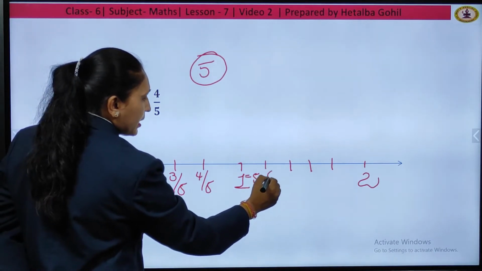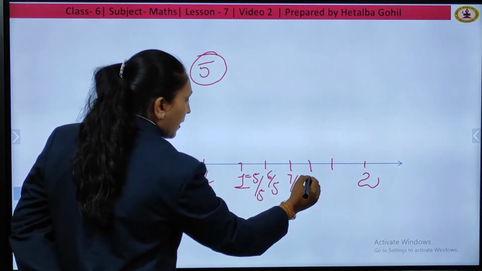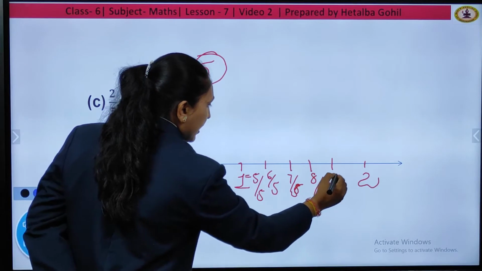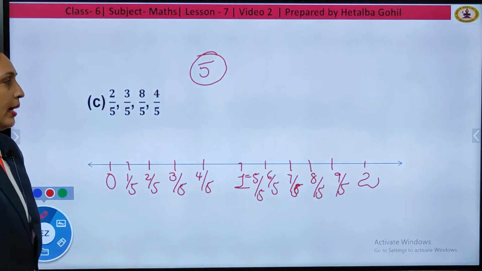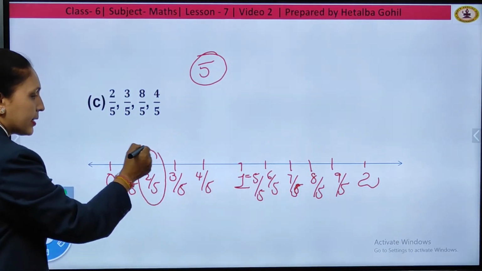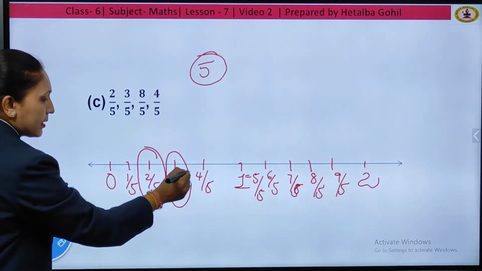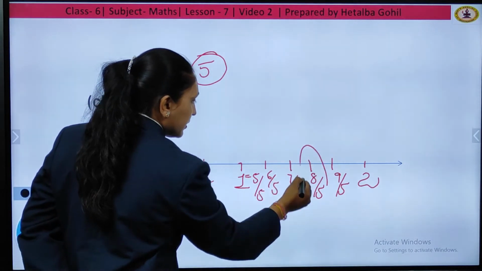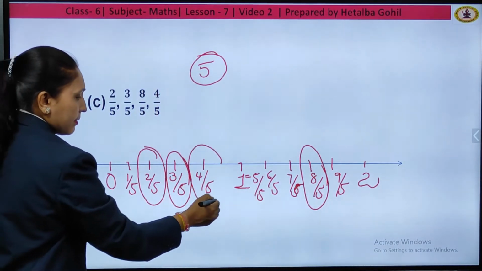After that we have 6 by 5. Then we have 7 by 5, 8 by 5, and last 9 by 5. Okay. Now children, first we have to mark 2 by 5. Circle it. Next 3 by 5. Circle it. Then we have 8 by 5 here. Circle it. 4 by 5. Circle.